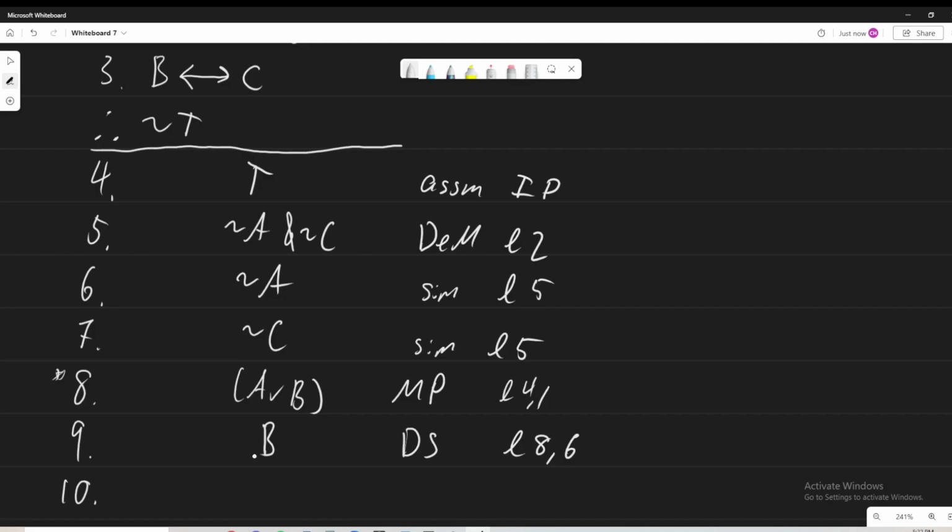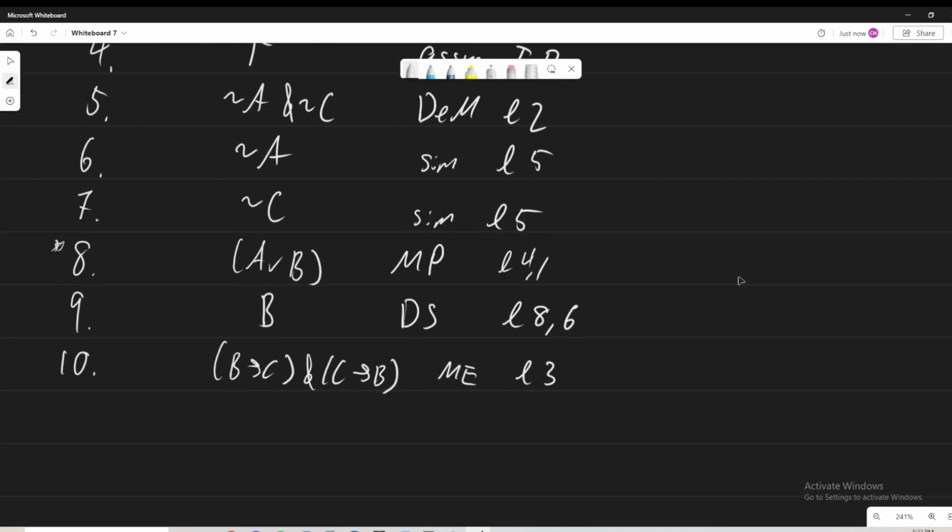Now, in line 3, we have that biconditional. This is a pretty easy one because whenever we see a biconditional, we know there's only one rule we can use there, and that's material equivalency. So we'll have if B then C, as well as if C then B. And that is material equivalency. That's a replacement rule, so we only cite one line, line 3. Let's make some more space now.